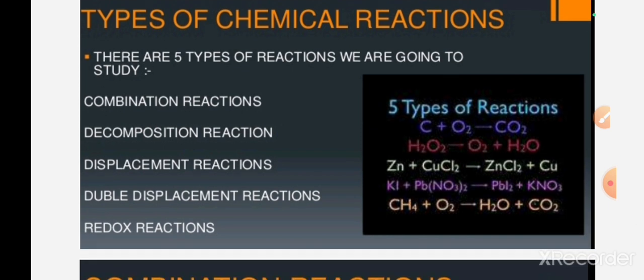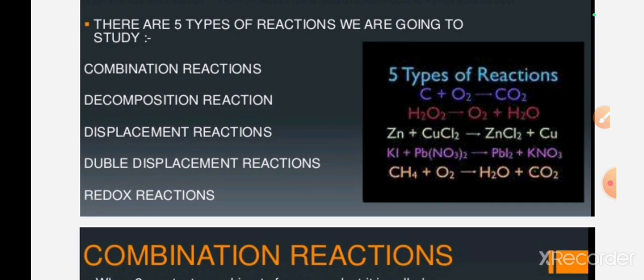Types of chemical reactions. There are five types of reactions we are going to study: combination reactions, decomposition reactions, displacement reactions, then double displacement reactions, and redox reactions. Mainly, redox reaction is different and we have to discuss it separately.